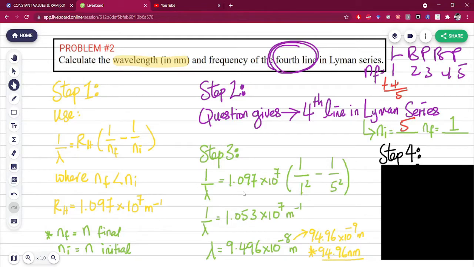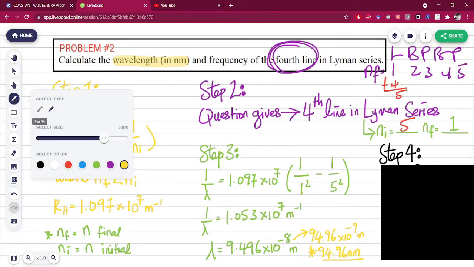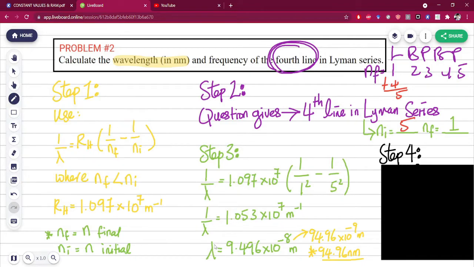Okay. So before we go to step 4, one very interesting thing that I need to point out for all of you is wavelength. The symbol is this, yeah?